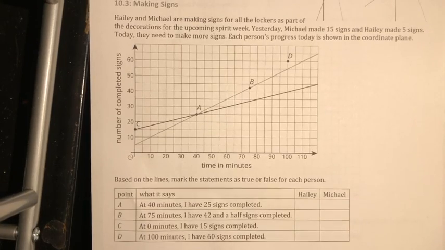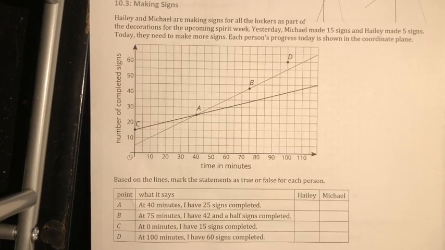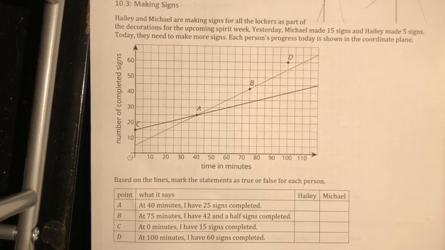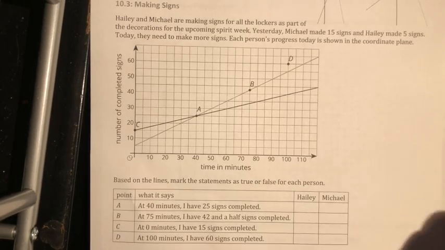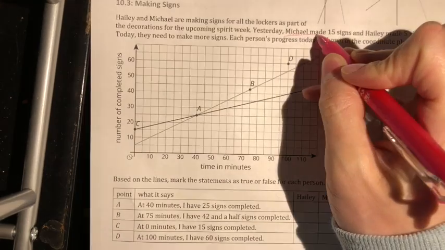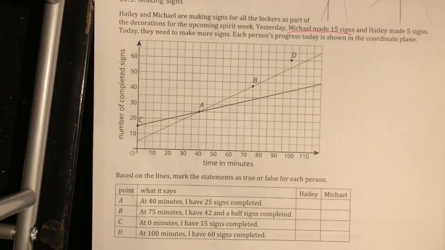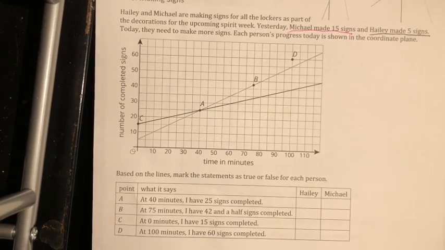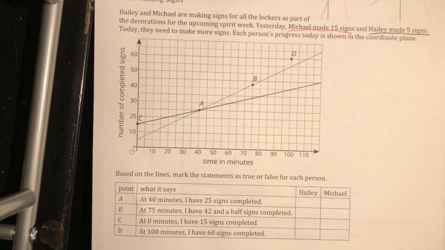So we have Haley and Michael making signs for all the lockers as part of the decorations for the upcoming Spirit Week. Yesterday, Michael made 15 signs and Haley made 5 signs. So I'm just gonna put Michael's information in pink and Haley's in black. Today they need to make more signs. Each person's progress is shown in the coordinate plane.